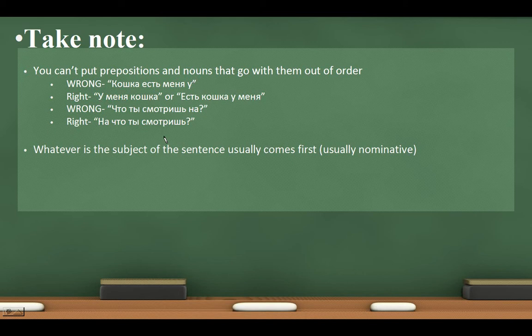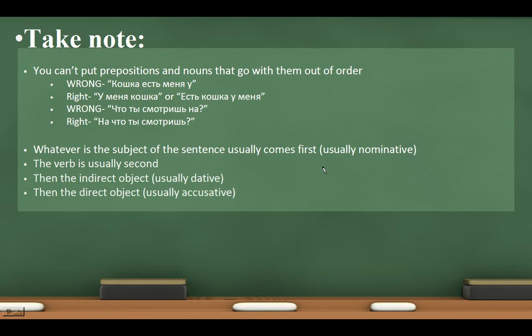Now, some other things that I would just like to say is that whatever is the subject of the sentence usually comes first. And what's written here is usually the nominative. But sometimes other cases take the place of the subject of the sentence, and most often that would be the dative case. But whatever is acting as a subject usually comes first. And of course, the verb is usually second. Then comes the indirect object. And then comes the direct object.